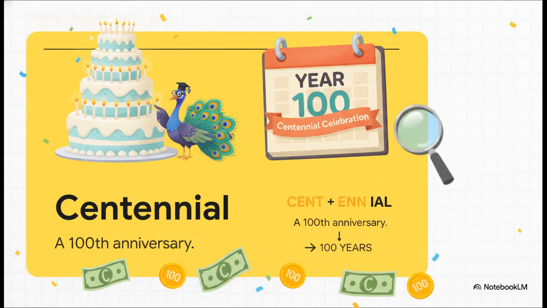Now, who wants a slice of cake with our peacock historian? Imagine 100 candles on that cake. We'd be celebrating a centennial, which is a 100th anniversary. The prefix CENT means 100. You totally know this from words like century or even a cent in a dollar. Attach cent to our NN root and you get a 100-year celebration, centennial.